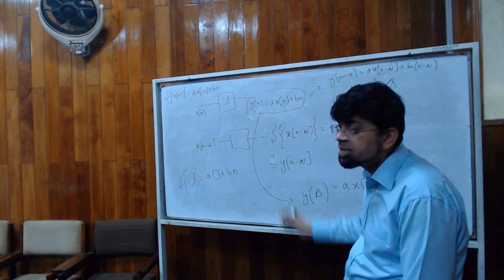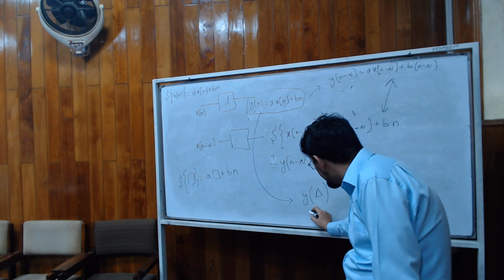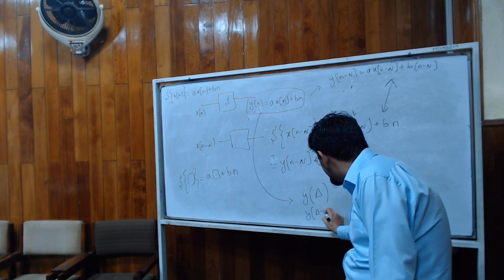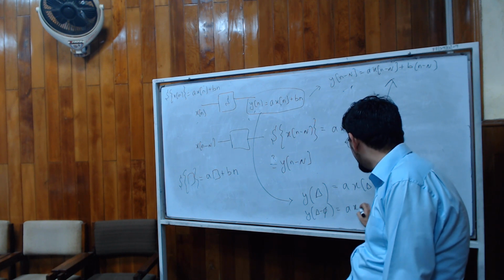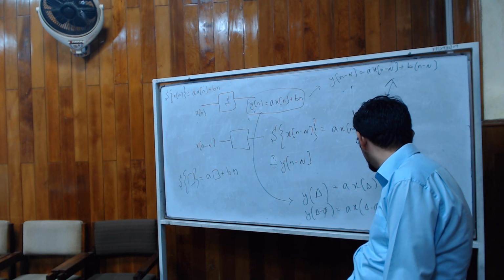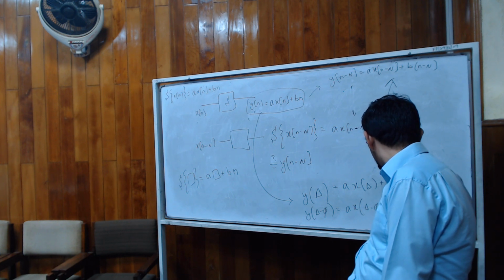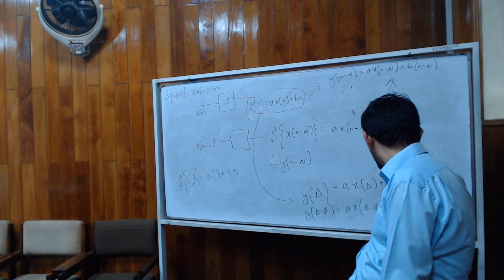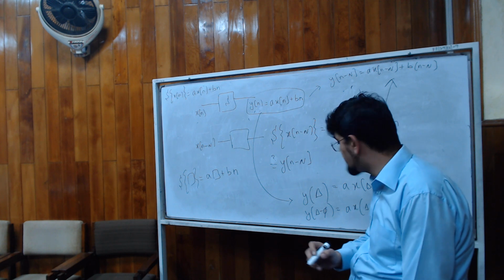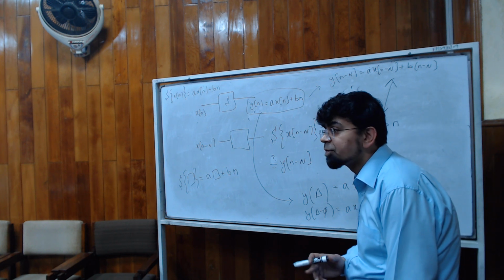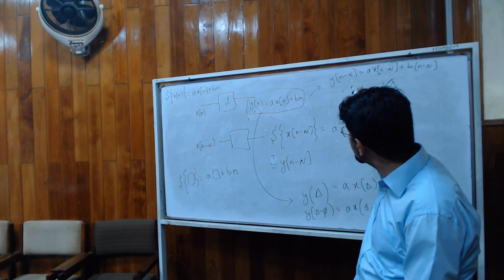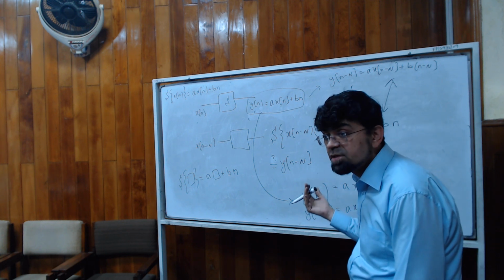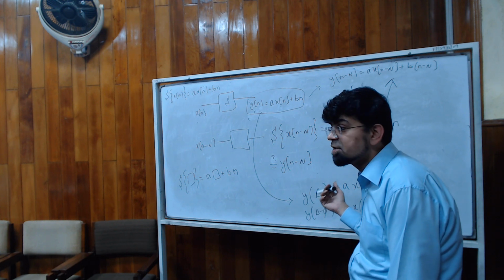Now if I want to create y triangle minus circle, what should I get? A x triangle minus circle plus b triangle minus circle. Yeah. So the two are not equal unless b is 0. So this is a time varying system.